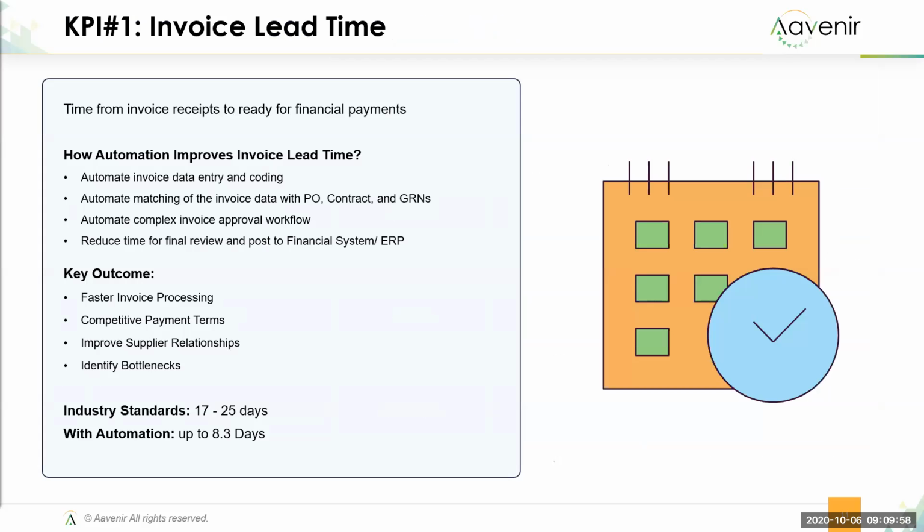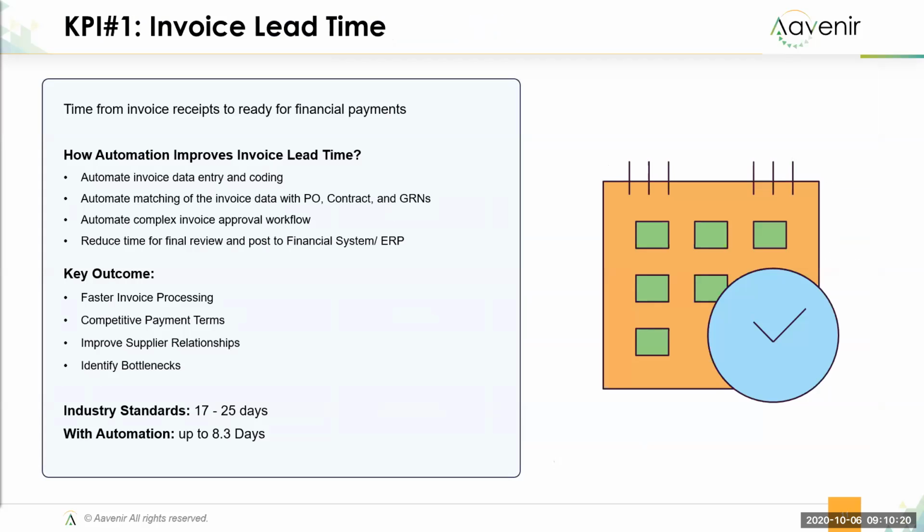So the first KPI I'll talk on is the invoicing lead time. Lead time, of course, is just the amount of time it takes to process an invoice from receipt to submission for remittance. This is important because it's one of the biggest contributors to the cost per invoice. And that's really a good way to start thinking about this. What is your true cost per invoice?